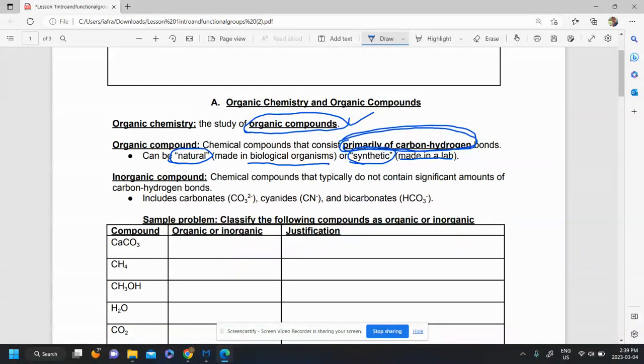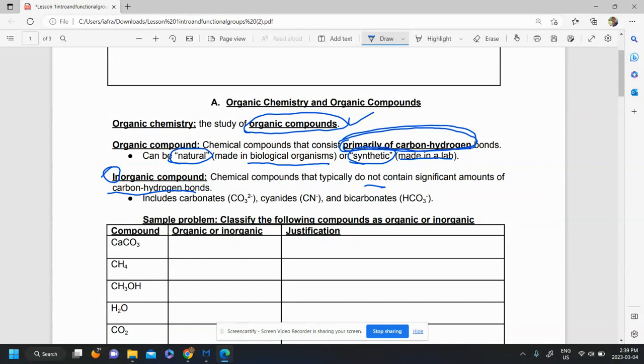Other compounds are considered inorganic. They're compounds that do not have a significant amount of carbon-hydrogen bonds. The majority of the chemistry that you've seen so far in grade 9 to 11 and the beginning of grade 12 has been based on inorganic compounds. So many ionic compounds are inorganic compounds because they don't have a significant amount of C and H.